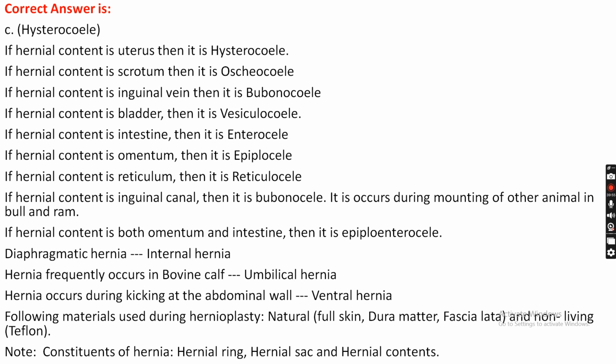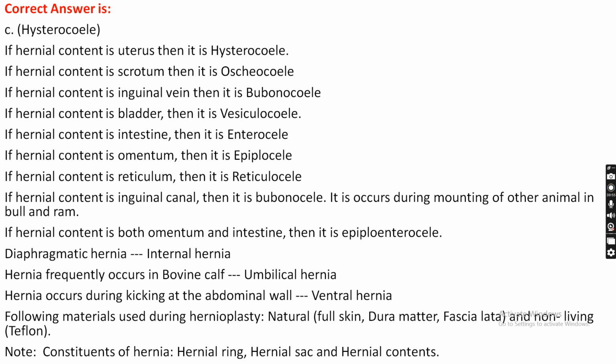Among all hernias, diaphragmatic hernia is actually an internal hernia. Hernia that frequently occurs in bovine calves is umbilical hernia. In those animals which kick more at their abdominal wall, we find a large amount of ventral hernia. For the correction of this hernia, we use hernioplasty. For hernioplasty, we mainly use body tissues like full skin, dura mater, fascia lata, and sometimes non-body structures like Teflon.